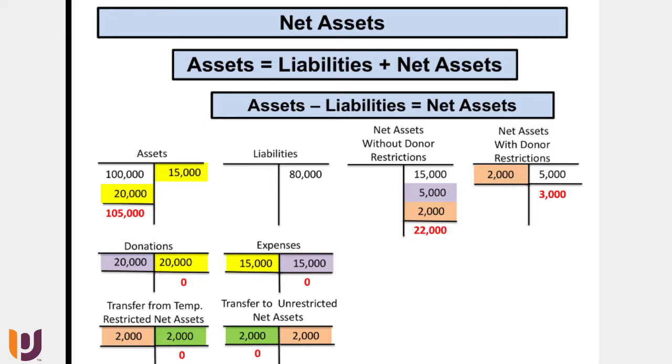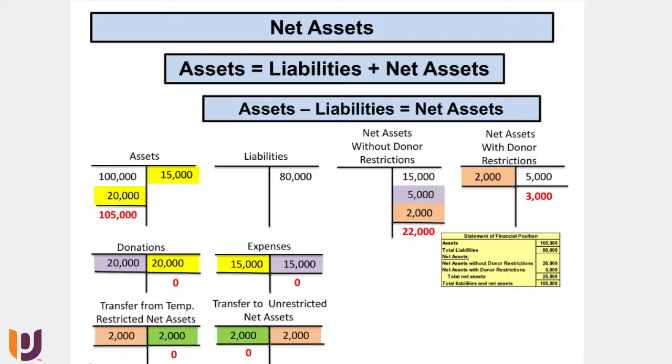Assets are now $105,000. The $100,000 plus the $20,000 minus the $15,000. Liabilities stay at $80,000. Unrestricted net assets have increased to $22,000. Restricted net assets have decreased to $3,000. On the nonprofit financial statement, instead of having net income of $5,000, we show it as an increase to unrestricted net assets of $7,000 and a decrease to restricted net assets of $2,000.